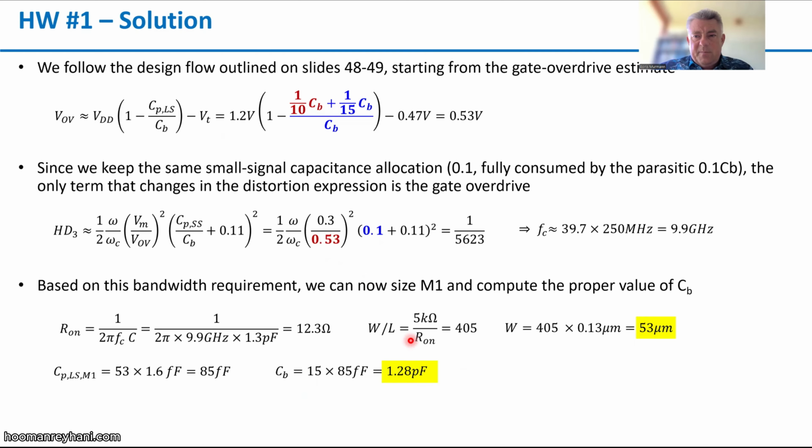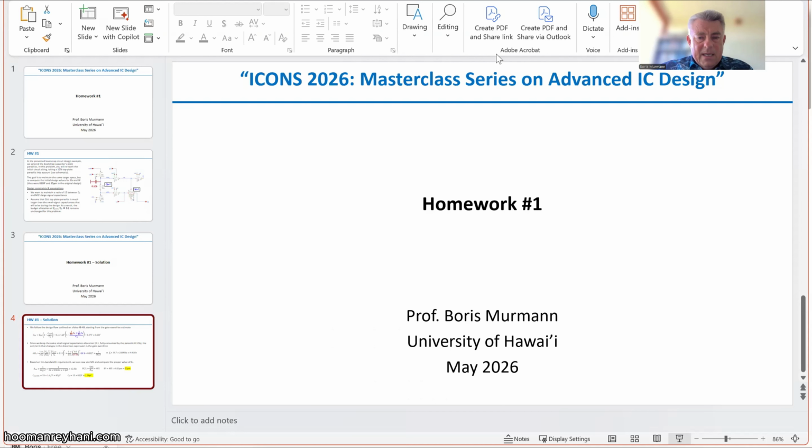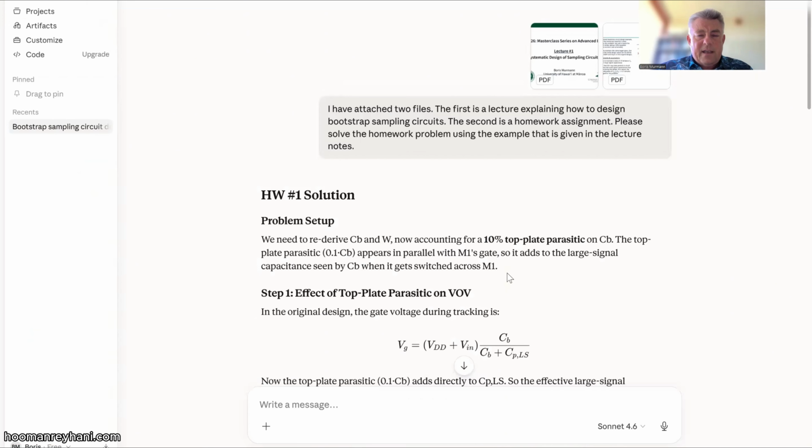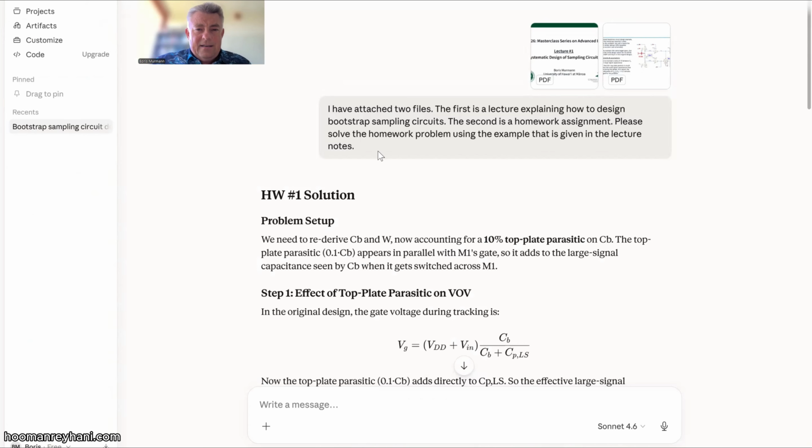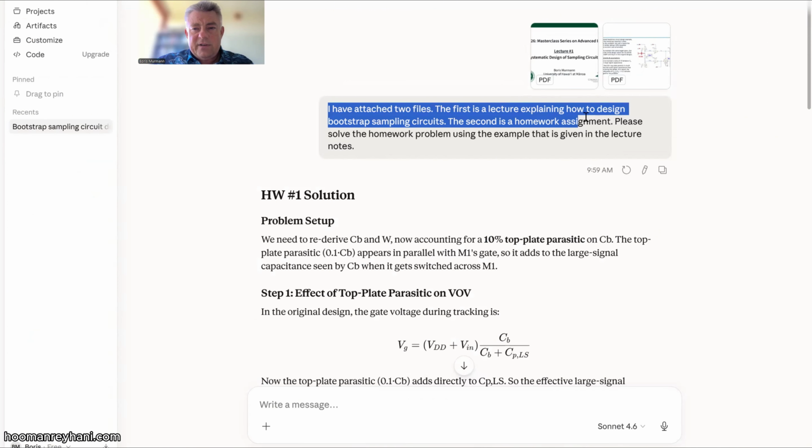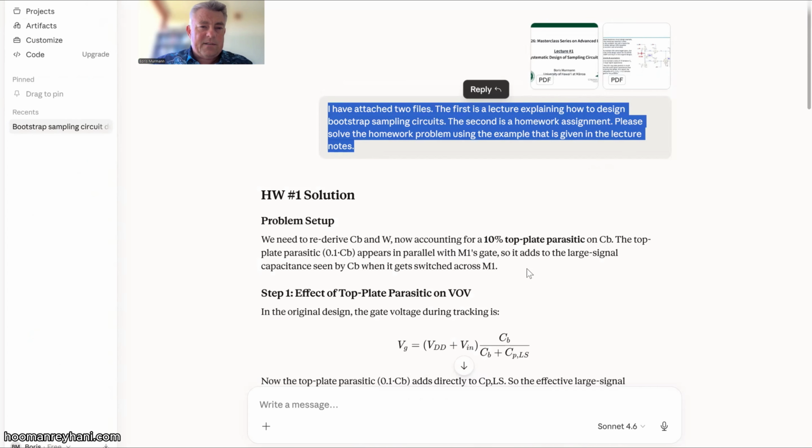So this is basically it, but I want to show you something else that's interesting if you have some more time. I actually gave the same assignment to my friend Claude, and here you can see my prompt. I told it I have attached 2 files. The first is a lecture explaining how to design bootstrap sampling circuits. The second is a homework assignment, solve this homework assignment. And to my surprise, it did it very well.